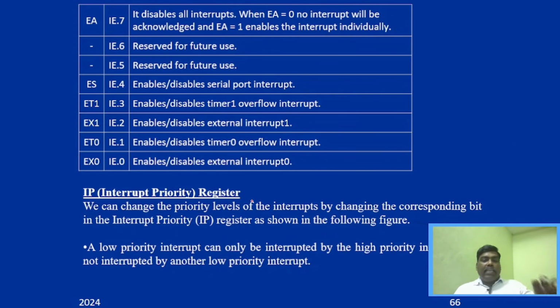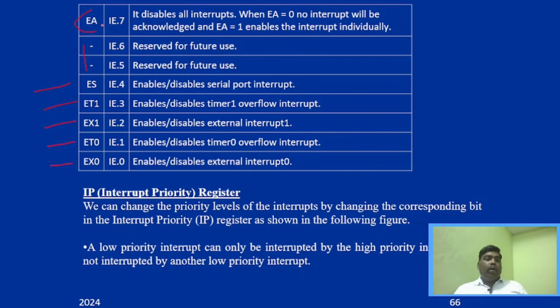Before seeing this interrupt priority register, you can see here, this is the bit allocation. This is external interrupt 0, this is timer 0 interrupt, this is external interrupt 1, and this is serial interrupt. This is the interrupt enable register, IE0, 1, 2, 3, 4, 5, 6, and 7. You can see these 2 are reserved.